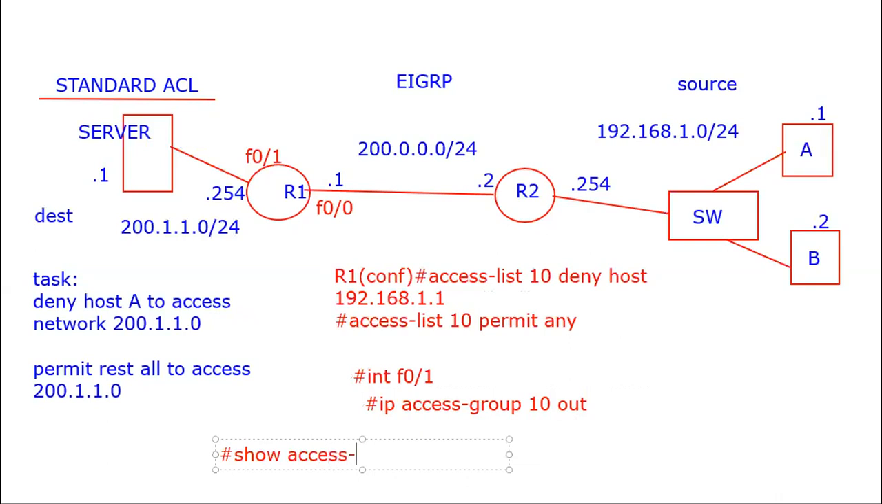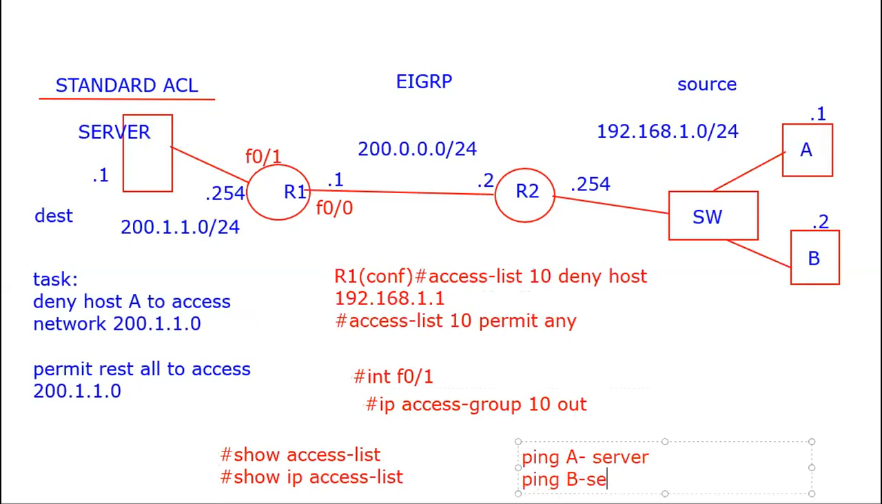show access-list, or also show ip access-list. And now ping. When you ping from A to the server, you will not be able to ping. But if you ping from B to the server, you will be able to ping because of the access control list. Because this is what we want: we want to deny host A and permit all the rest of the hosts. So B is permitted. Right?